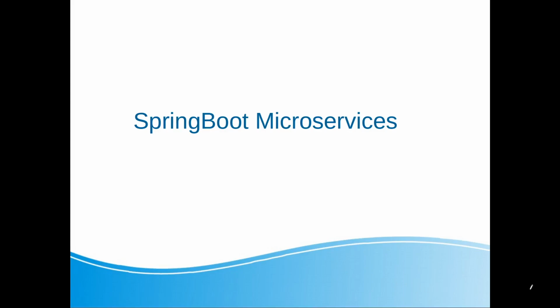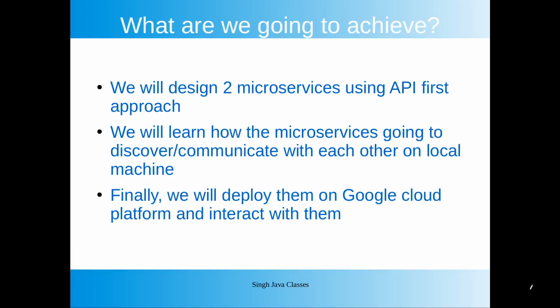In this course, we're going to learn about Spring Boot microservices. So what are we going to achieve after this course? We'll start with designing two microservices using API first approach. Then we will learn how the microservices are going to discover and communicate with each other on our local machines. And finally, we will deploy them on Google Cloud platform and interact with them.